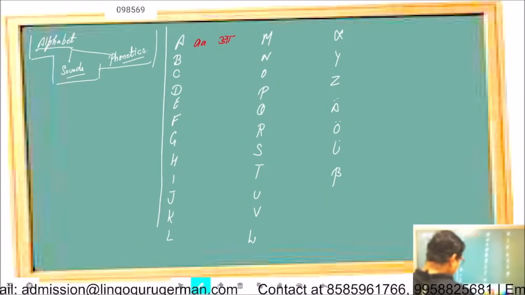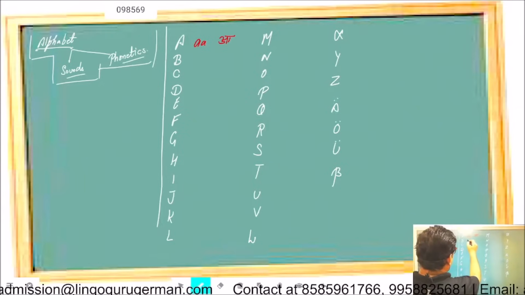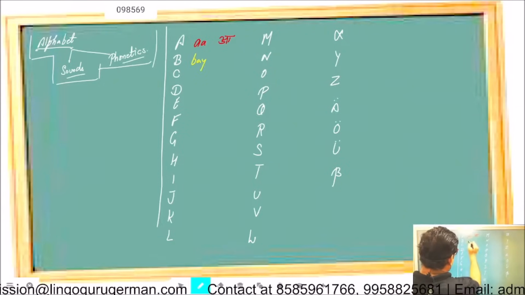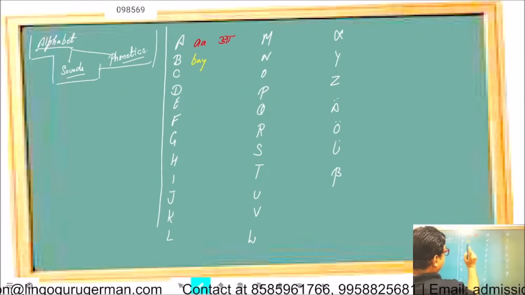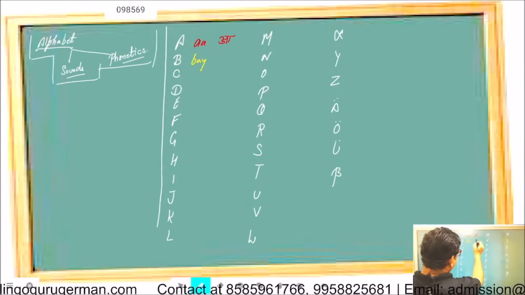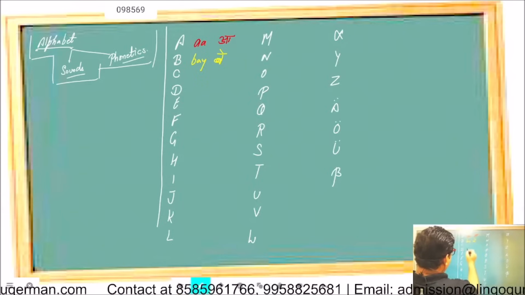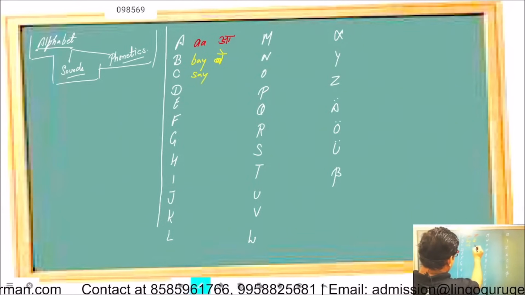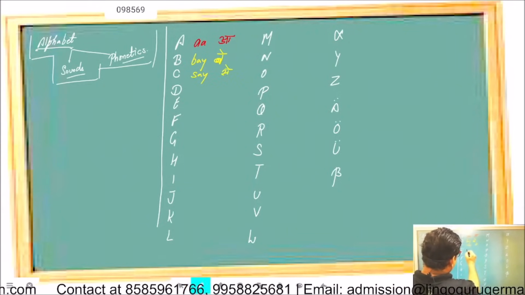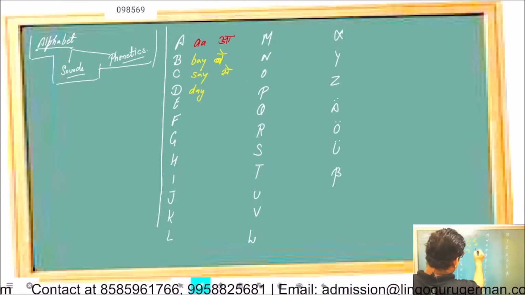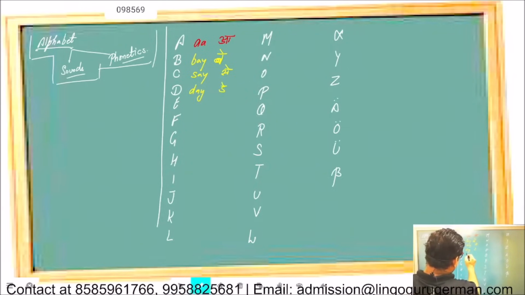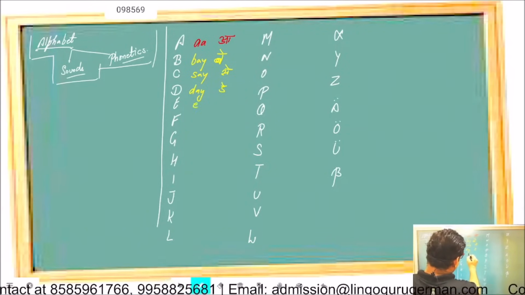A. This is Bay. Please make sure the yellow ones are the sounds. You don't learn the spelling. Bay. Say. Day. A. So this is my English A.